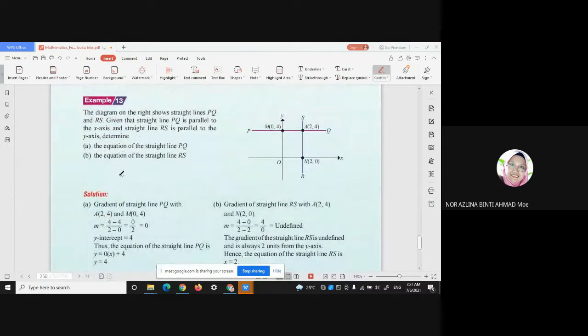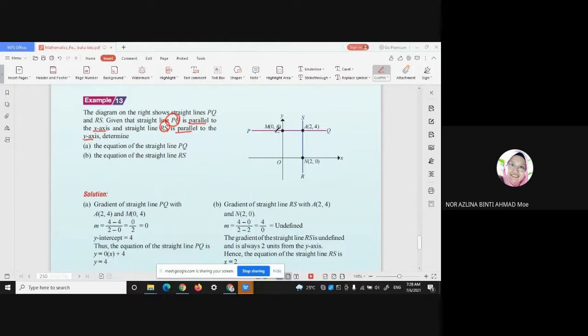Okay, example 13. The diagram on the right shows straight lines PQ and RS. Given that the straight line PQ is parallel to the x-axis, and the straight line RS is parallel to the y-axis. Determine the equation of PQ.